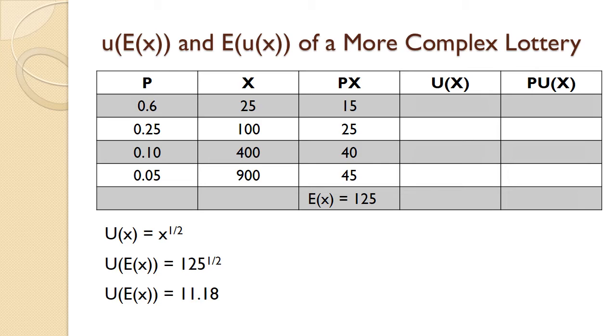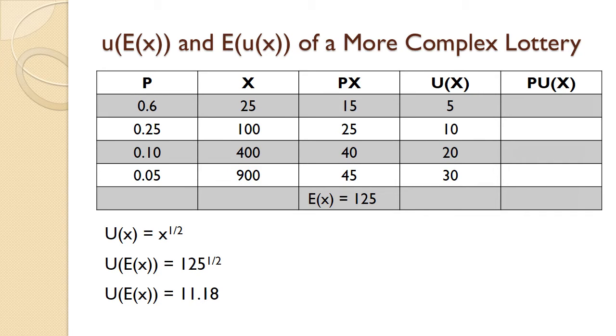Now let's calculate the expected utility. Notice that what we're going to do here is find the utility for each payoff in the X column. We're going to find out how much utility our gambler would get for each payoff. So if the payoff were $25, we would find the square root of $25 because that tells us her utility for that payoff. And the square root of $25 is 5. If she were to earn a $100 payoff, her utility would be the square root of 100, or 10. If she were to earn a $400 payoff, then her utility would be 20. And if she were to earn a $900 payoff, her utility would be 30.